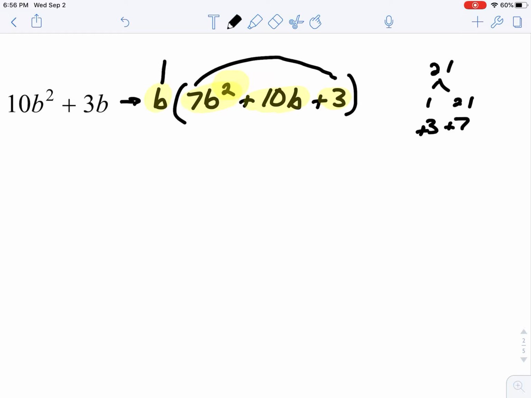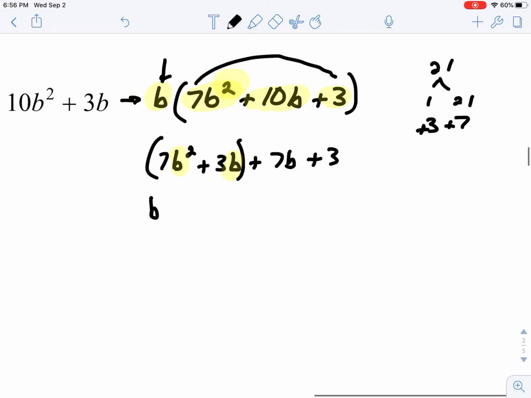So I'm just going to forget about that b for a minute. I'm just going to write down 7b squared plus 3b, well, maybe if I made it look like an actual 3. 3b plus 7b plus 3. Okay, let's look at the first two terms, the group. That's why this is called grouping. What do they have in common? Well, they have a b in common, so you can factor out the b. Just like we did with the first b, now we're doing it in this smaller group. That gives us 7b plus 3.